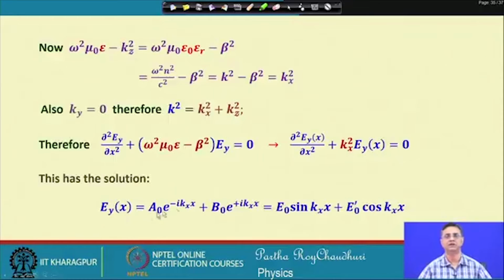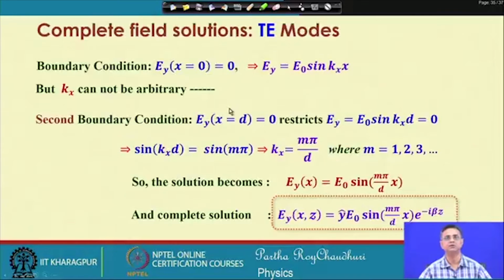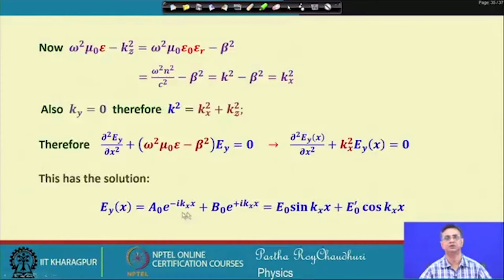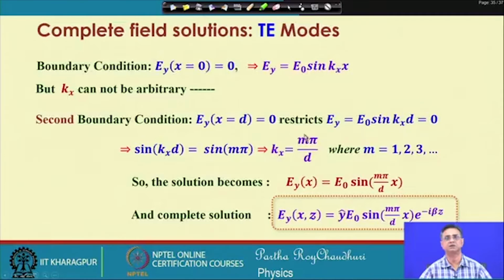So, this is the solution of this form. This equation is well known in physics, and I can write it as oscillatory waves, e to the power of minus and plus i k x, and this can also be written as a sine cosine sinusoidal variation of the electric field. E 0 and E 0 dash are the amplitudes. Now, we will use the boundary condition, that E y equal to 0 at x equal to 0, which will immediately give you that E 0 dash must be equal to 0. So, I get E 0 sin k x, but k x cannot be 0.